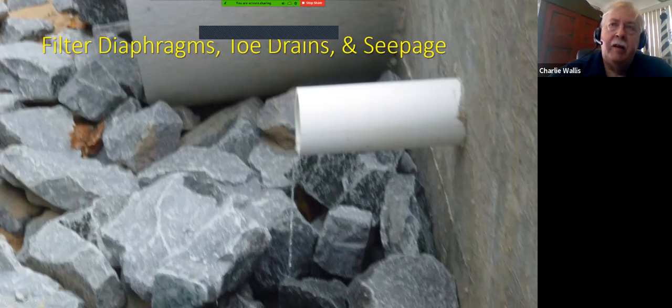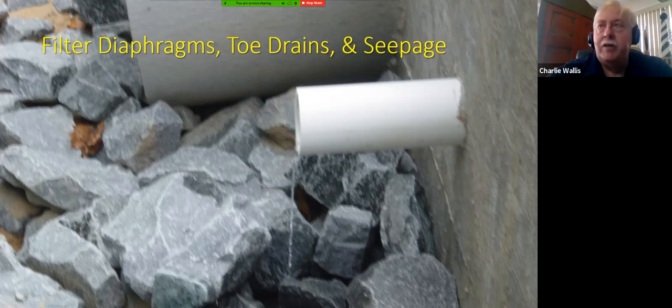Dams leak. So to control seepage, we have filter diaphragms and toe drains. This is what you commonly see in dams. And here's the outlet pipe for a filter diaphragm. It's adjacent to the outlet of the principal spillway.